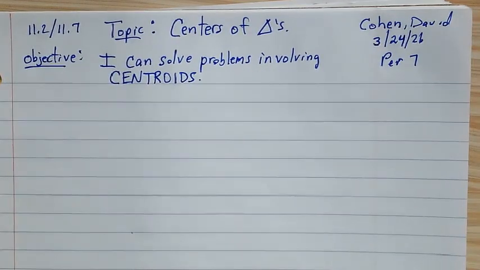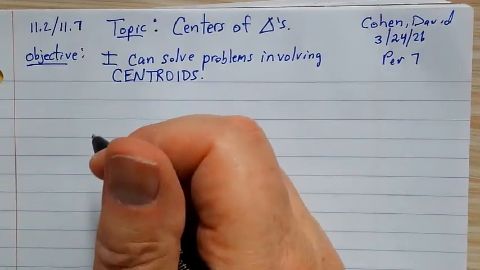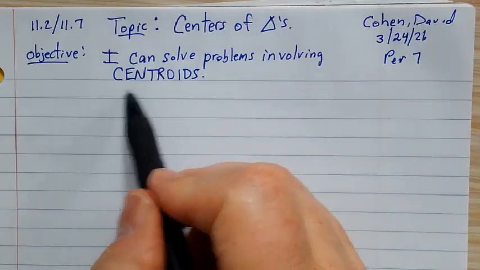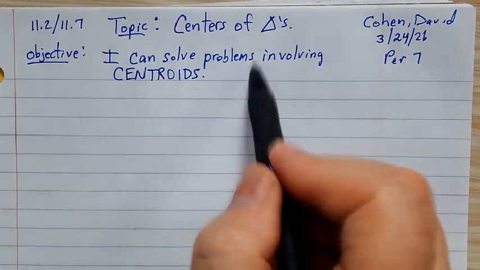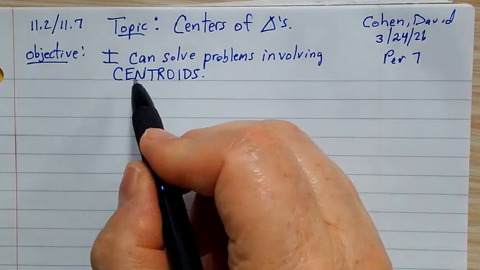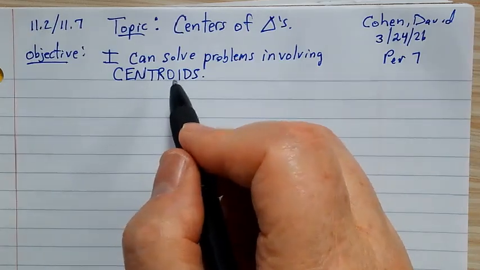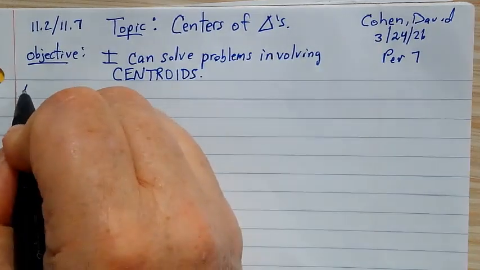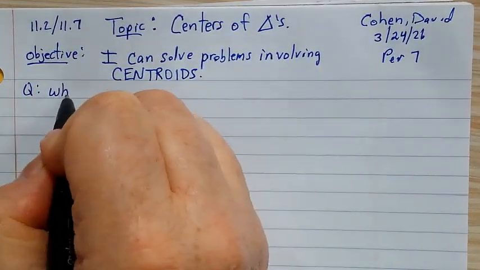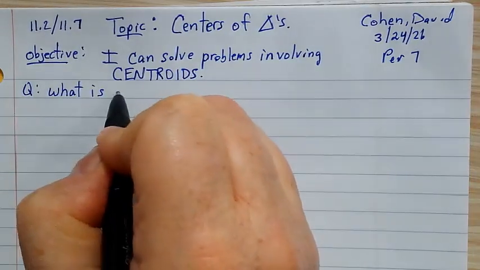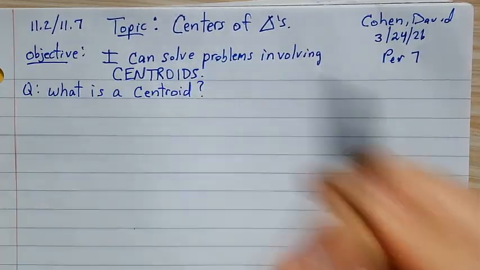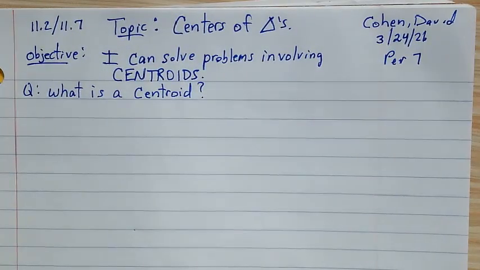Okay. So, first of all, what word in this objective makes you feel like, what the heck? What are we learning about? Centroids. And I think that it's really important to kind of know what a centroid is if we're going to solve problems involving centroids. So the first question I have for you is, what do you think the first logical question would be? How about, what is a centroid in the first place? Y'all see that?